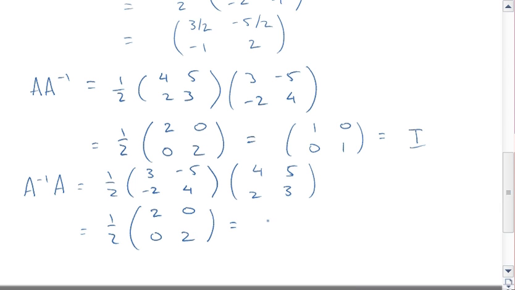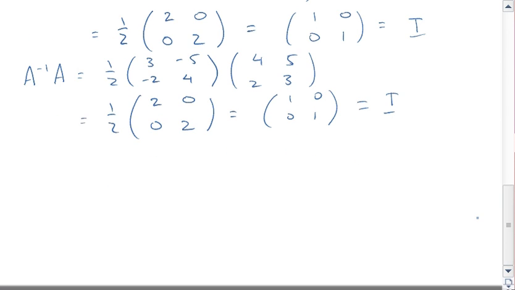So we've actually shown that it doesn't matter which way you do it, both equal the identity. Okay, so that's our example. So let's do one more really quick example. So I'm going to call this one B. And I want the matrix B to be equal to 2, 4, 3, 6. And I want to calculate what B inverse is.